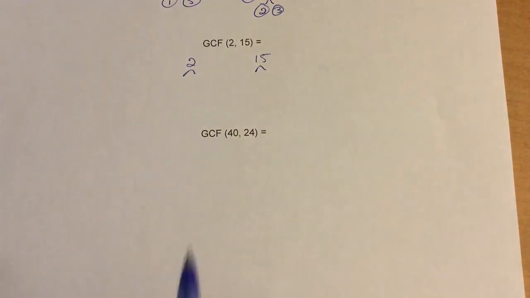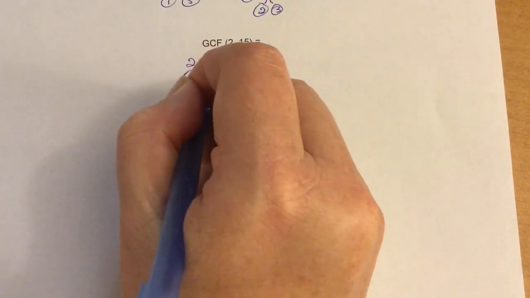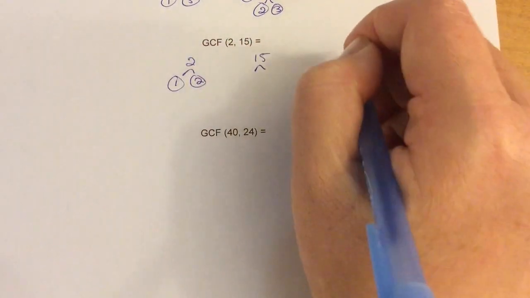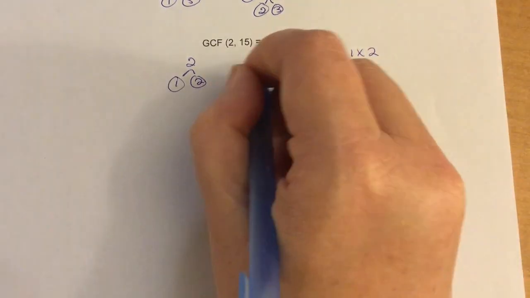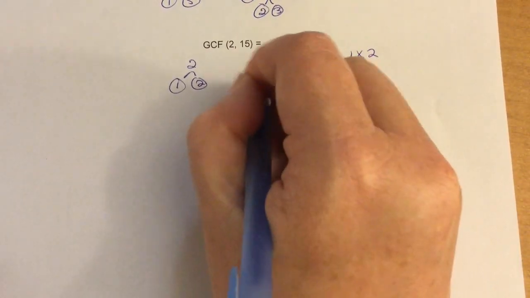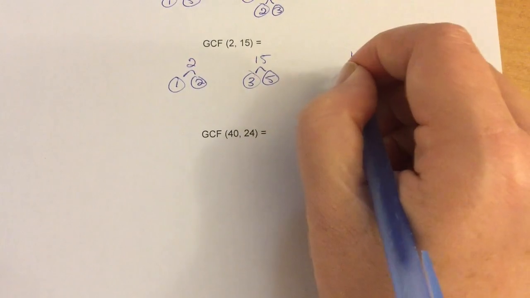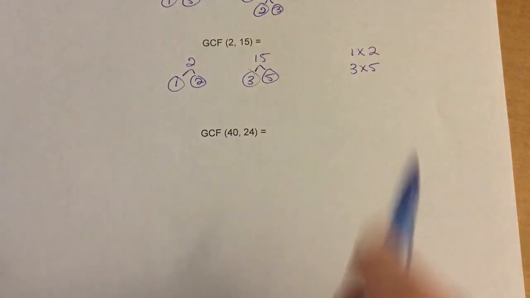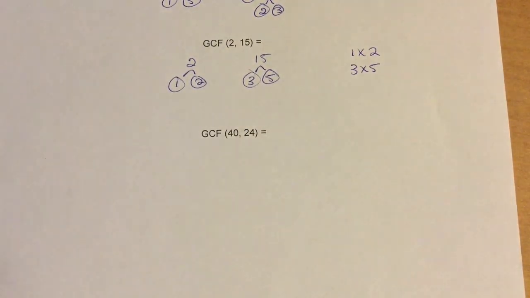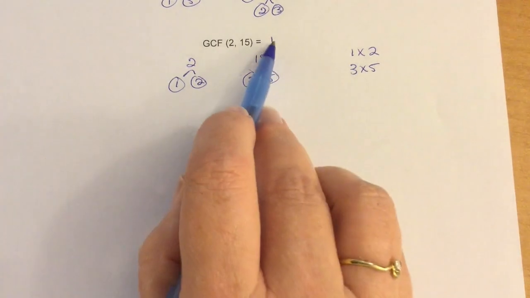Here's another example, 2 and 15. So we're going to factor 2 and we're going to factor 15. 2 can break into 1 times 2. So that's our dead end there, so 1 times 2. 15 can factor into 3 times 5, neither of which breaks down any smaller, so 3 times 5. So if you look, 1, 2, 3, 5, they don't have any factors in common. So the largest number that goes into both 2 and 15 is 1.